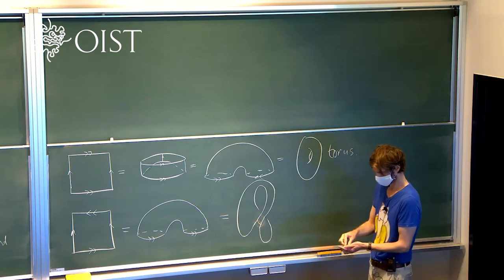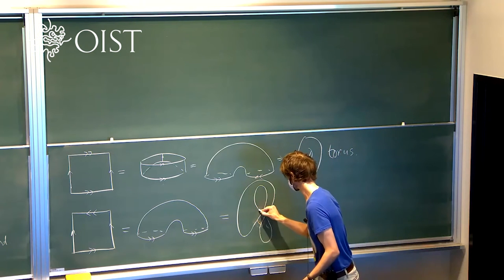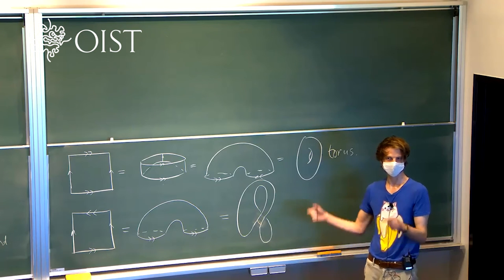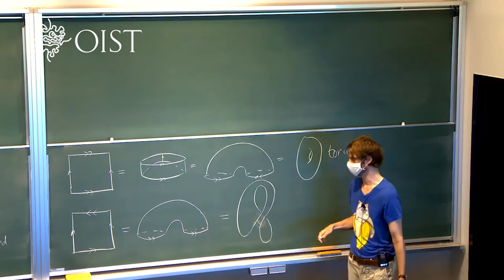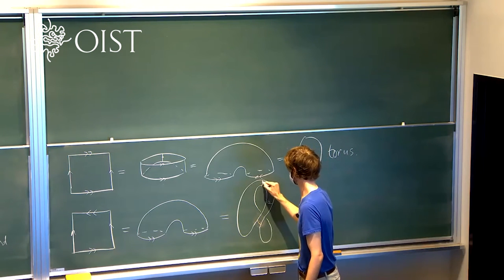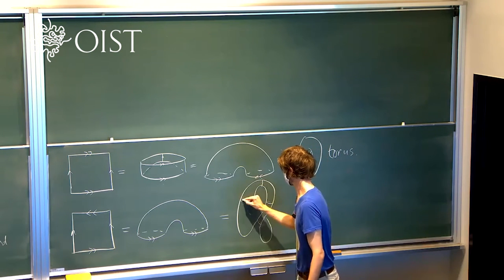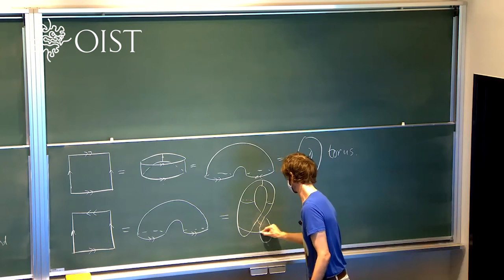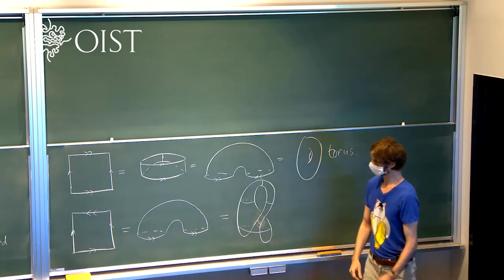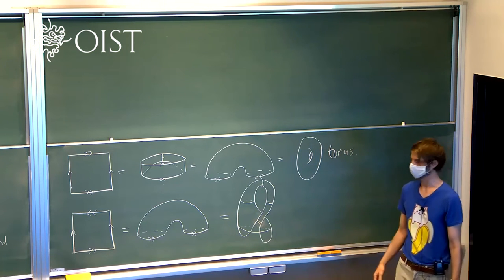What I'm drawing is a Klein bottle. But it's hard to draw a Klein bottle because a Klein bottle always has to self-intersect itself in three-dimensional space. So I'm going to do my best. There. This is a picture of a Klein bottle.